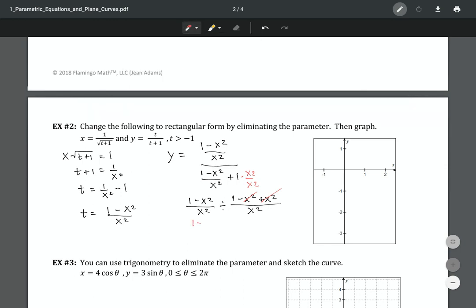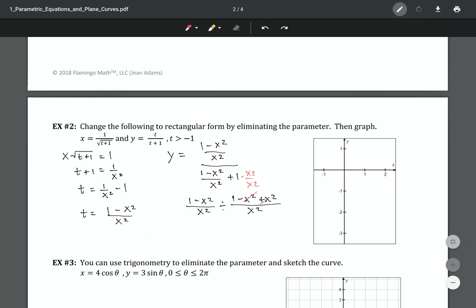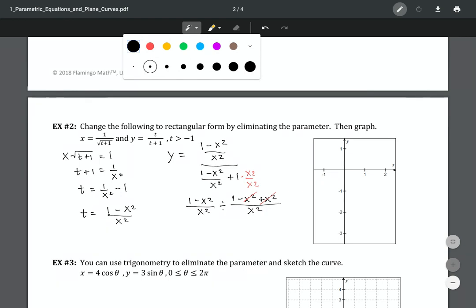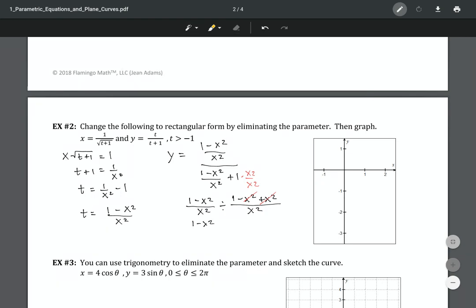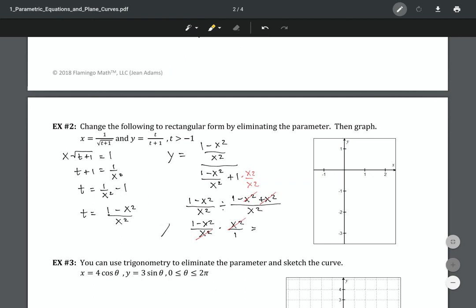If I keep changing, the x squareds are also going to cancel here. So I end up with y equal to 1 minus x squared. Again, my final answer here is y is equal to 1 minus x squared.